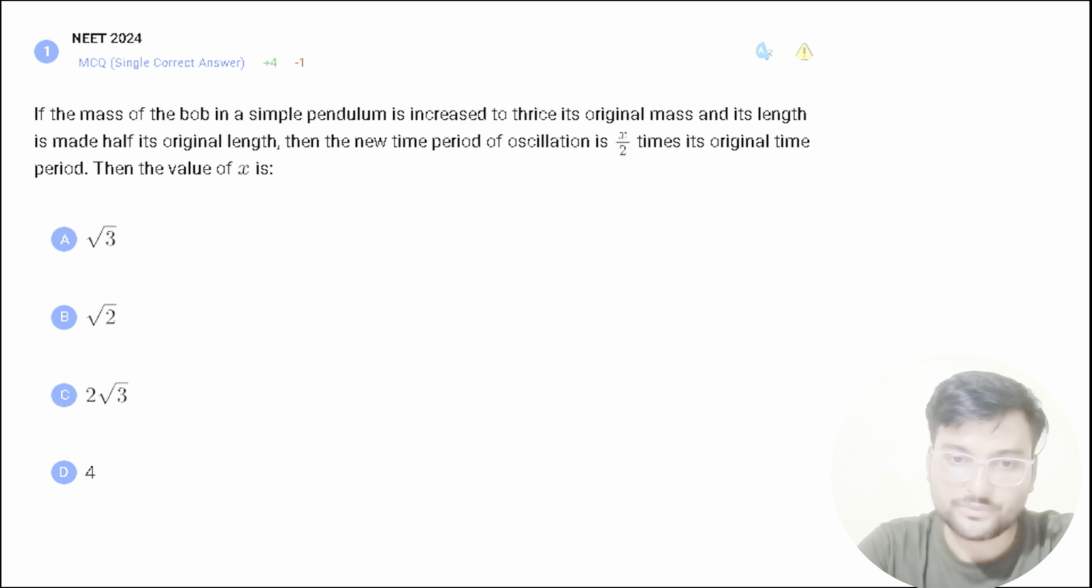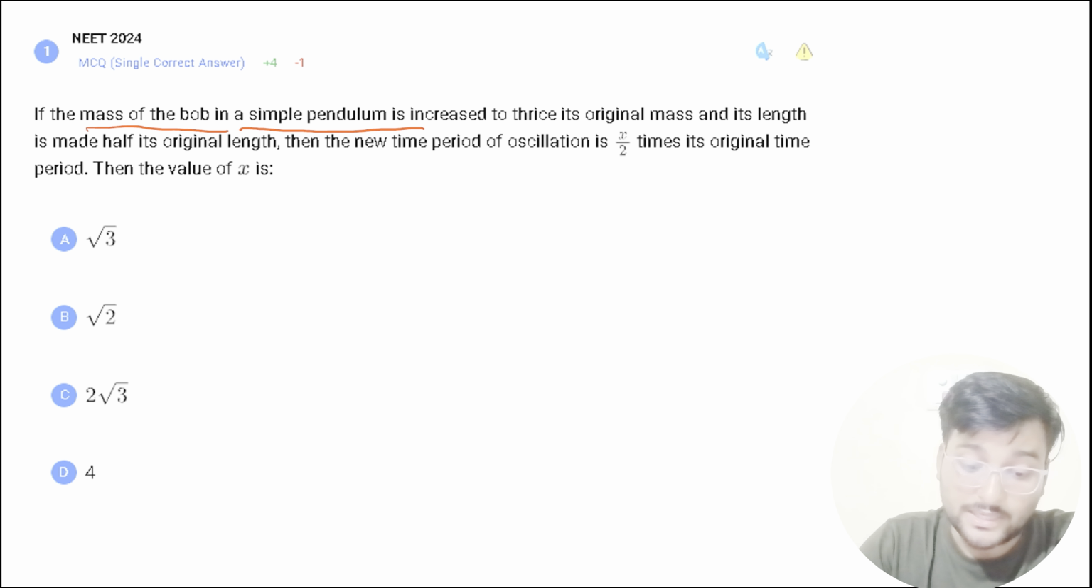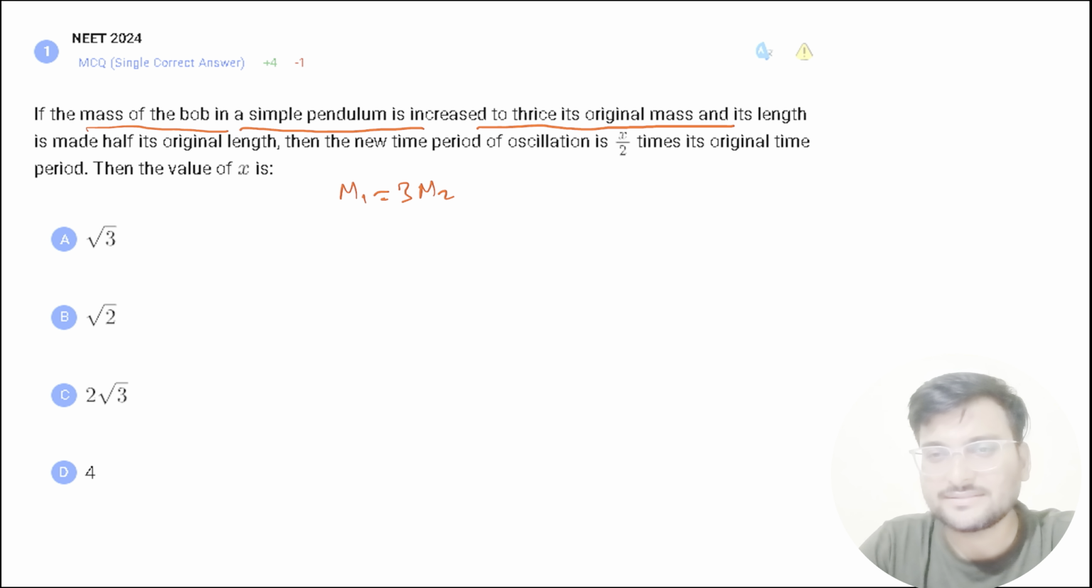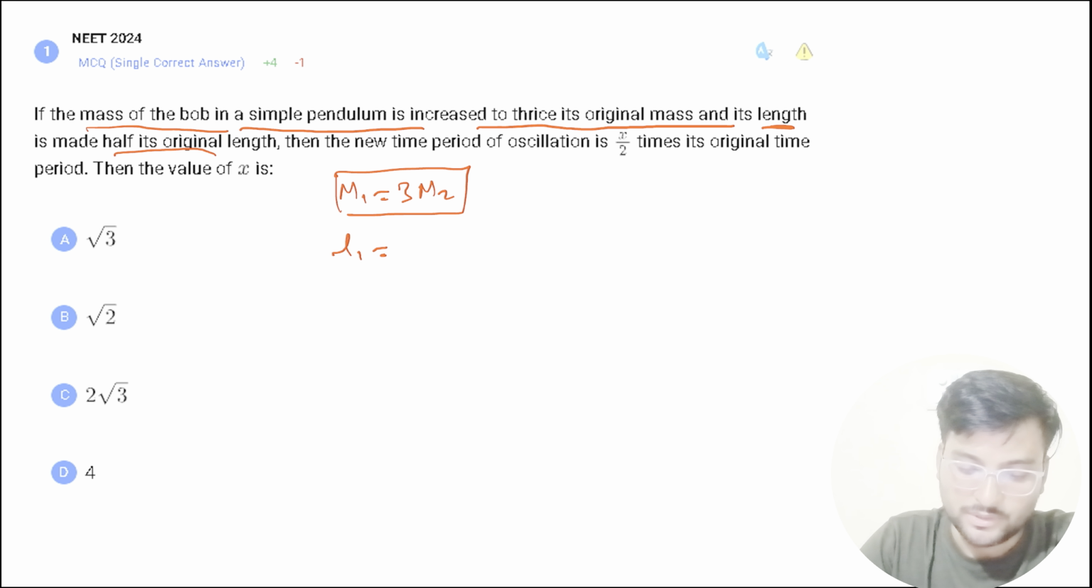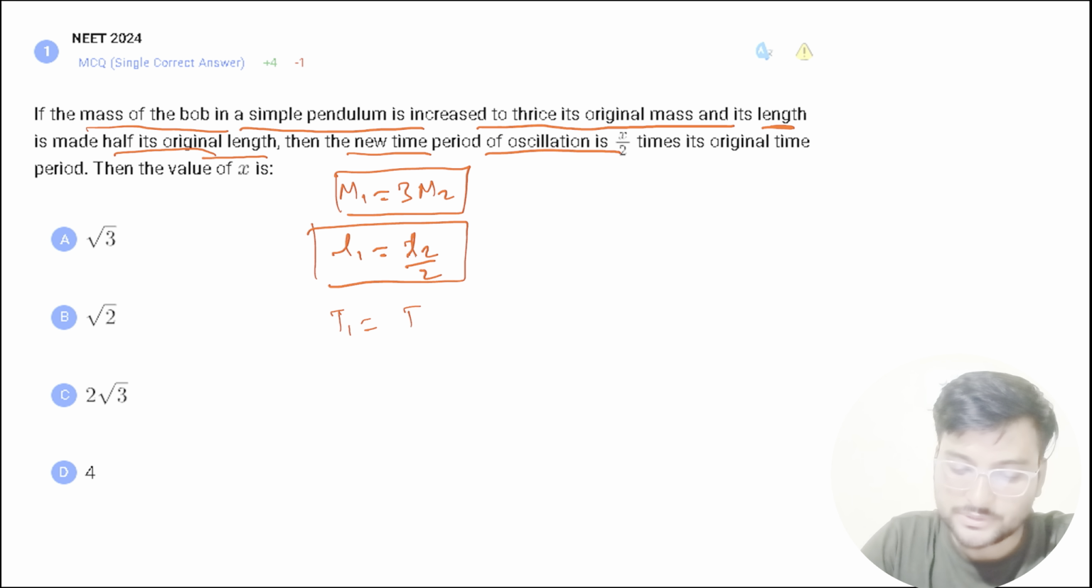That again is a question asked in 2024. In this question they say that the mass of the bob is thrice the original mass, means m1 is equal to 3 m2, okay. Although we can say that the time period of a pendulum does not depend on mass, so it is useless, nothing valid for this formula, right? Length is half of the original, so L1 is equal to, its length made half of its original, that is L2 by 2, length becomes half, right? Then the new time period will be, so T1 is equal to T, and T2 is equal to x by 2 of initial, means x by 2 of T.